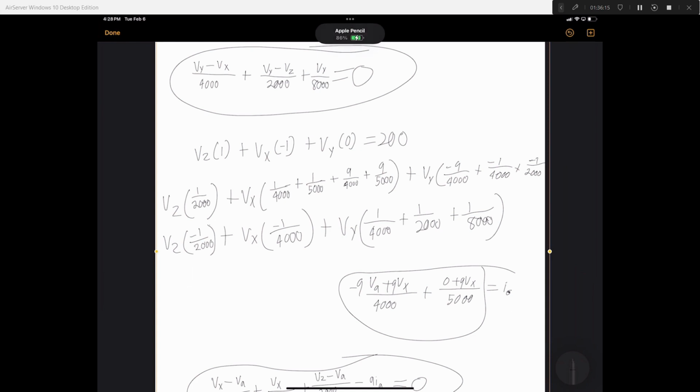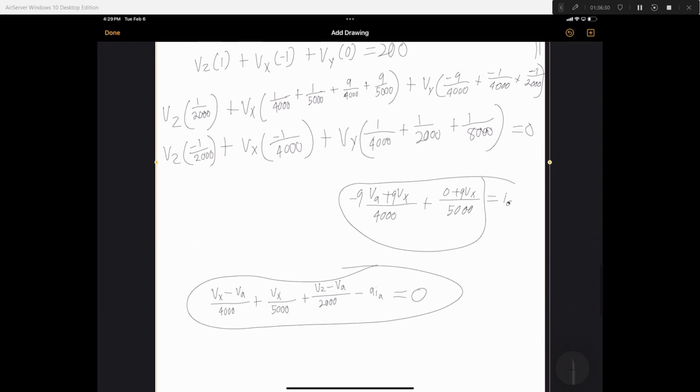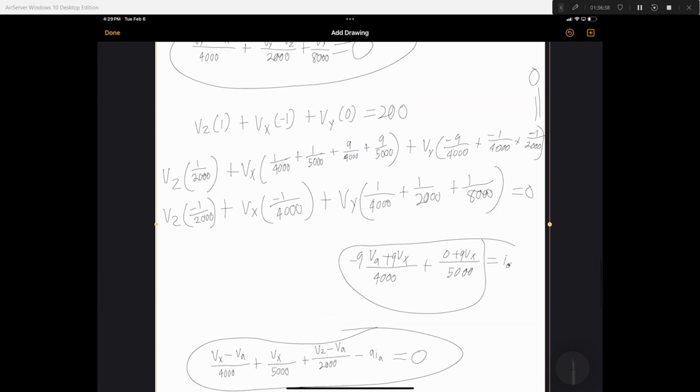Oh wait, do we have any constants by any chance? I think they're just equal to 0. And that second one right here will be equal to 0. That looks ugly, but we'll make sure we don't have any constants. Yeah, I don't see any. I think 200 is the only one. I don't think this matrix is going to work. I doubt it.